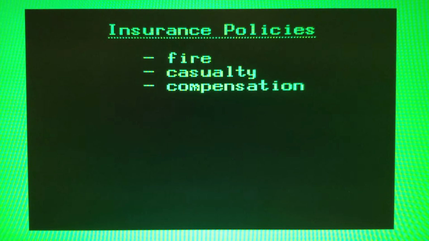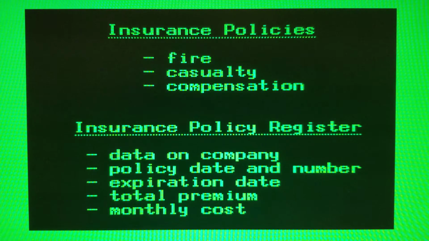Most firms have several insurance policies for fire, casualty, compensation, and the like. They are important documents and their details should be quickly available. Important data on the insurance company, date and number of policy, expiration date, total premium, and monthly cost can be entered on appropriate lines in an insurance policy register.